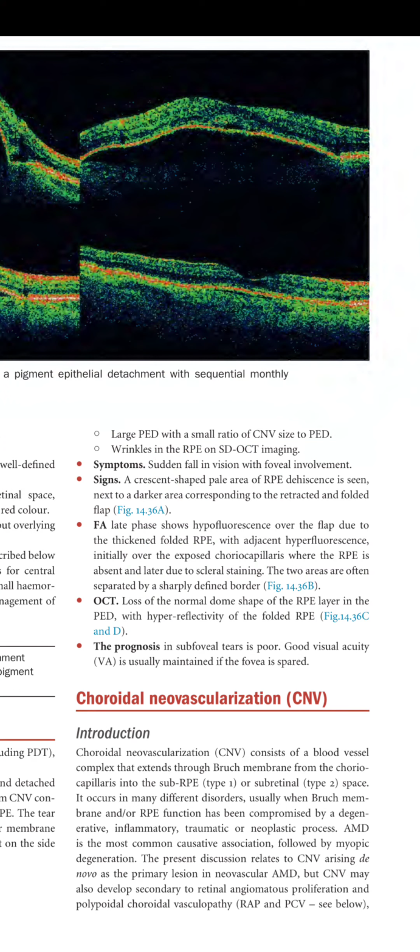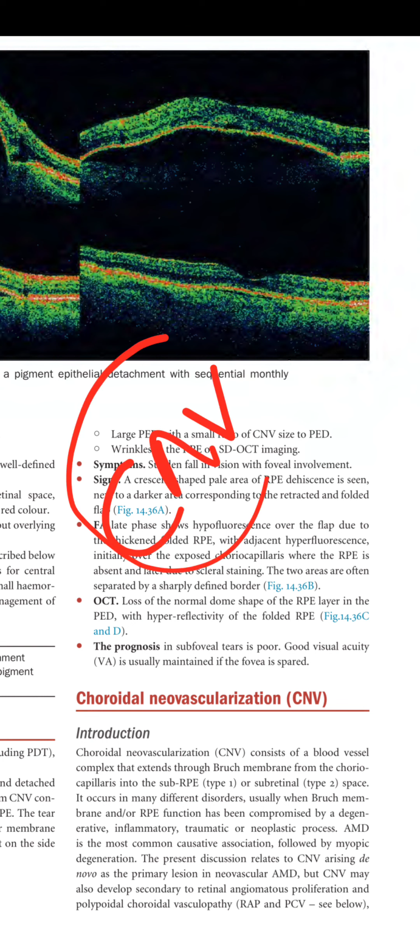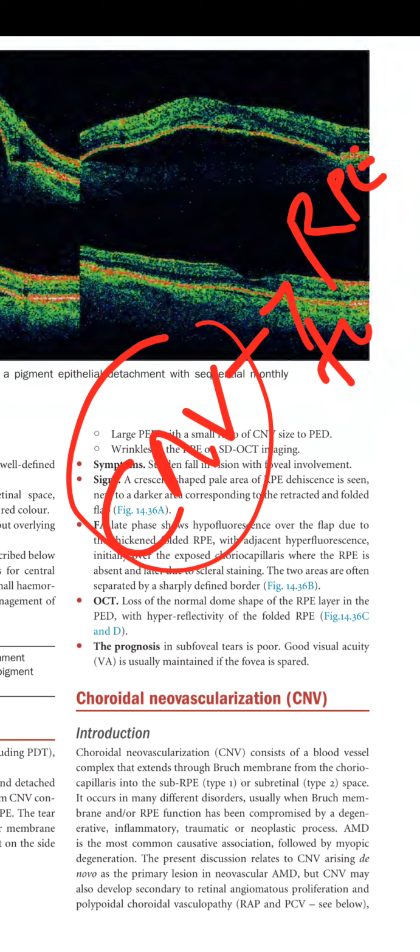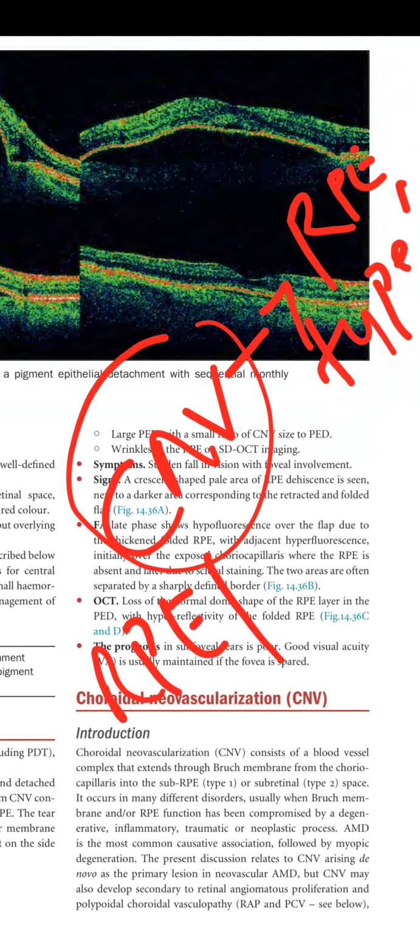Choroidal neovascularization, CNV, consists of a blood vessel complex that extends through the Bruch membrane from the choriocapillaris into the sub-RPE type 1 or subretinal type 2 space. So there are two types. If the CNV extends up to the RPE, beneath the RPE, it is known as type 1, whereas when it extends between the RPE and the neurosensory retina, it is known as a subretinal CNV, and it is known as type 2.